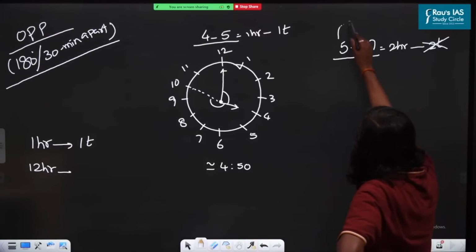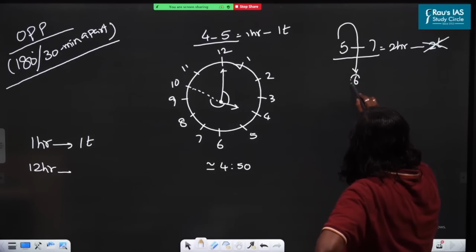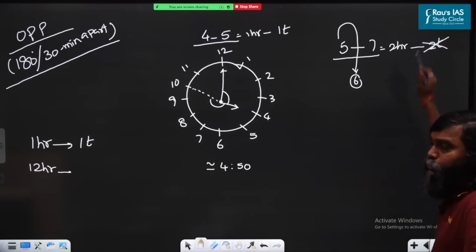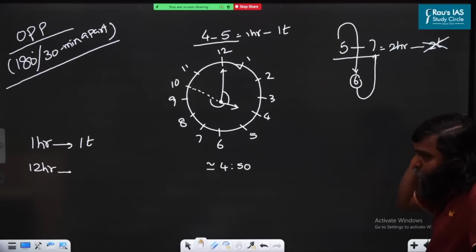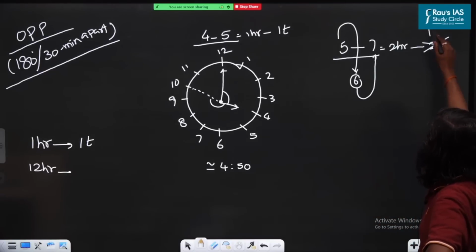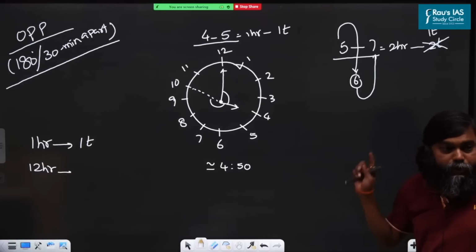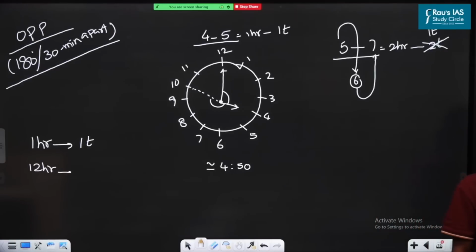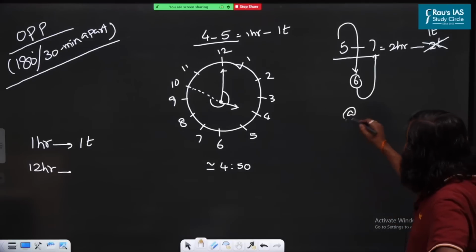Why? 5 to 6, 6 o'clock is opposite. It is part of 2. 6 to 7, again 6 o'clock only opposite. That means 6 o'clock counted 2 times, reduce 1. Actually, how many times? Are you understood? I can show it in the diagram. All are understood? At what time only opposite?